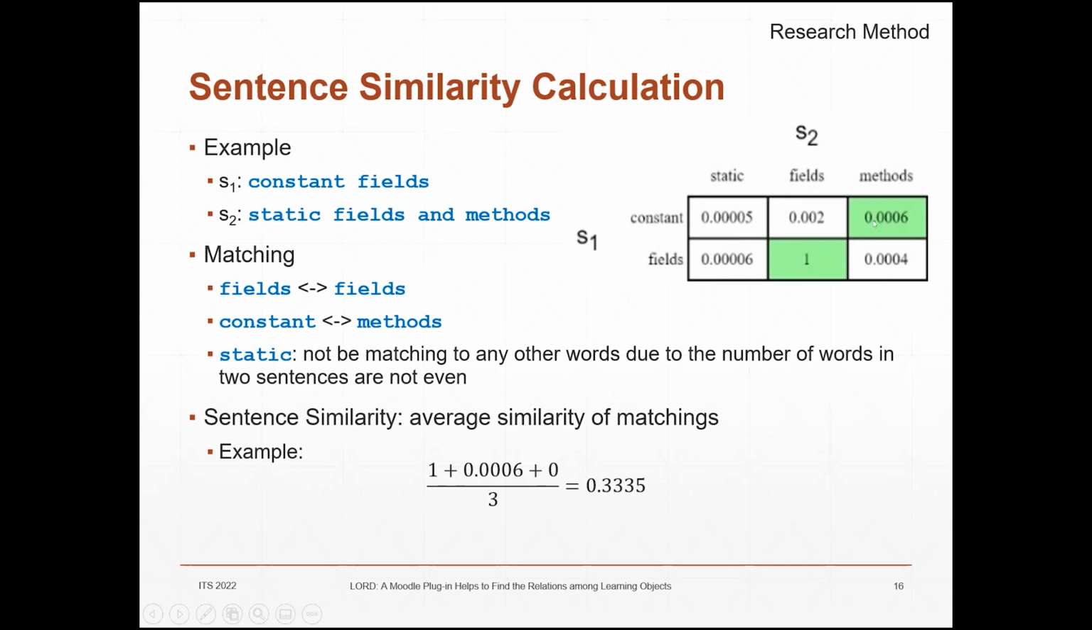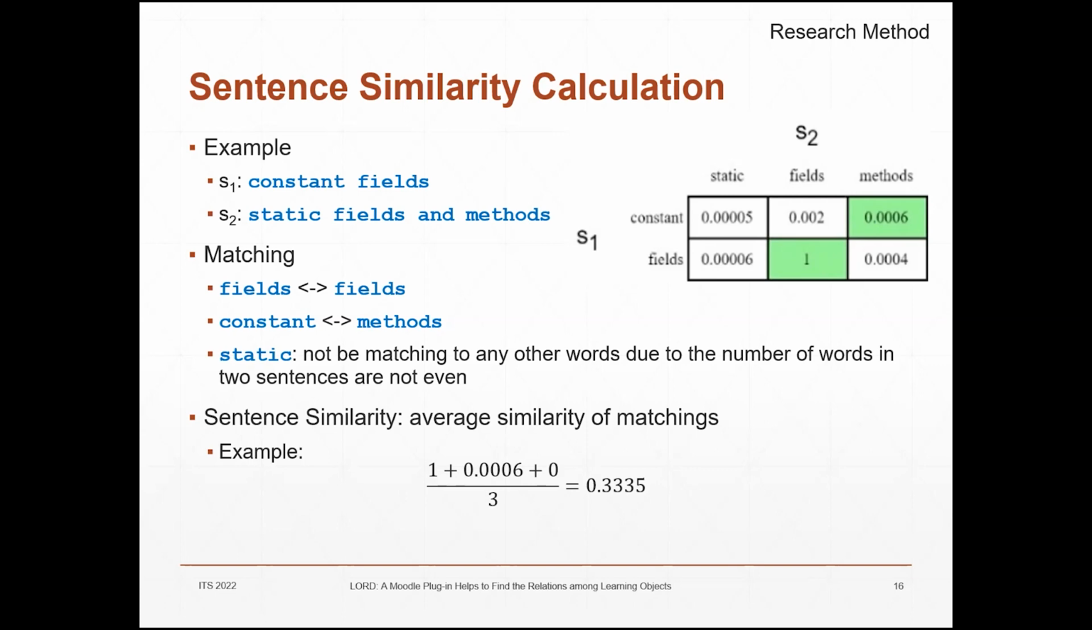So comparing to method and static, we will find out method has a higher similarity. In this case, we will find these two pairings. And because usually maybe we won't have an even number of words in these two sentences, for static, we will just consider the similarity is 0.